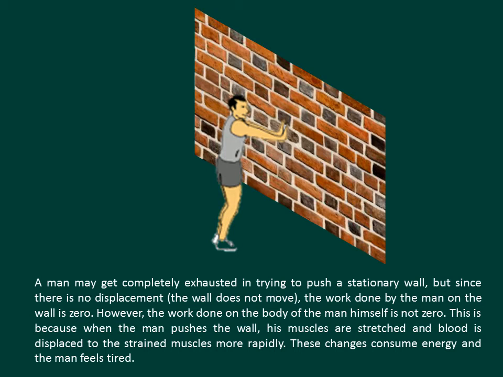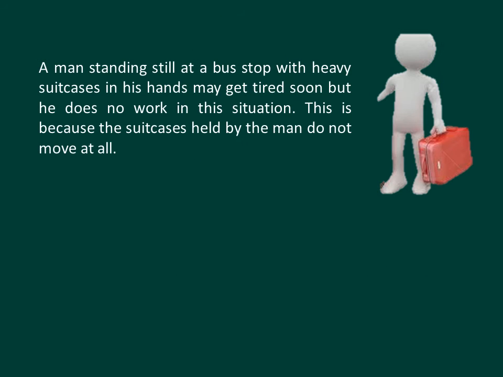That means a man may get completely exhausted in trying to push a stationary wall, but since there is no displacement, the wall does not move. The work done by the man on the wall is 0. However, the work done on the body of the man himself is not 0. This is because when the man pushes the wall, his muscles are stretched and blood is displaced to the strained muscles more rapidly. These changes consume energy and the man feels tired.